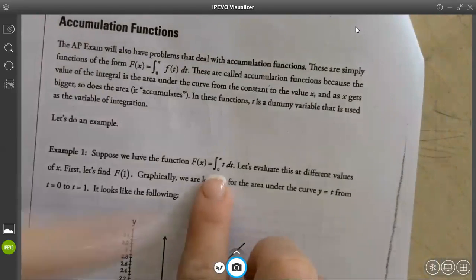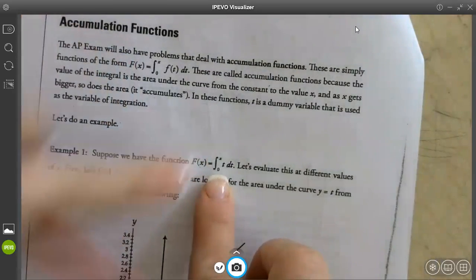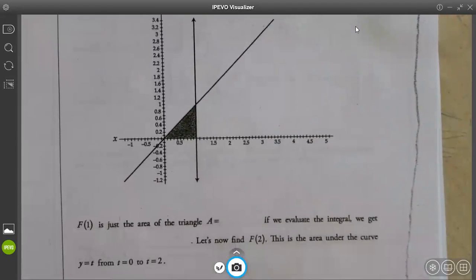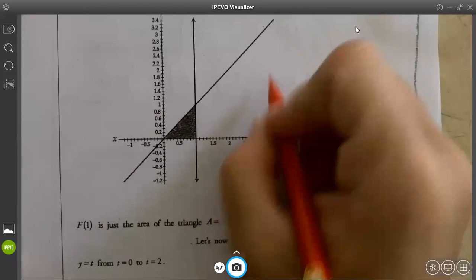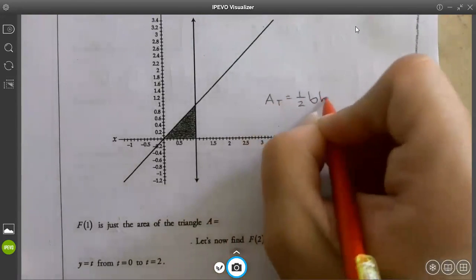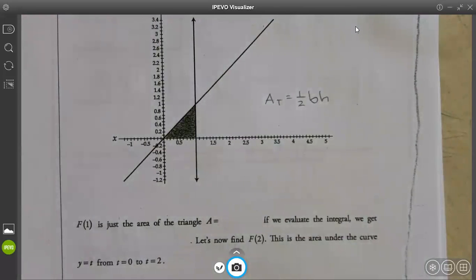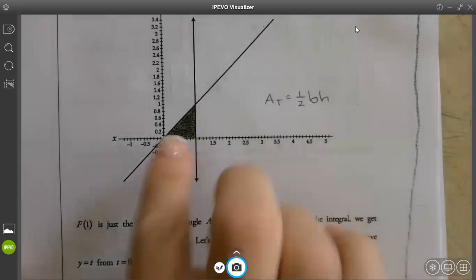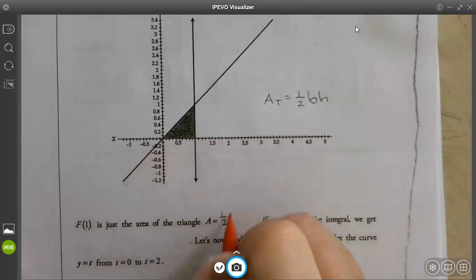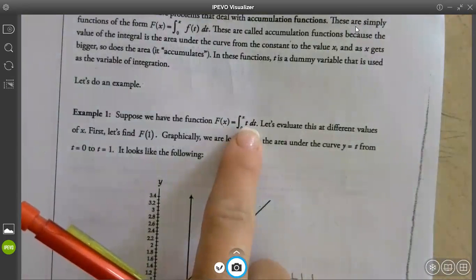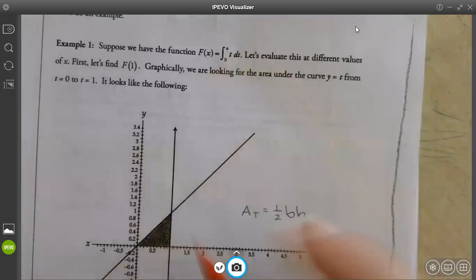So why did we do that? We made x 1. So f of 1, we're just looking from 0 to 1. What shape is that? A triangle. What's your area of a triangle? One half base times height, whatever formula you like is fine. What's your base of this triangle if it goes from 0 to 1? What's your height going to be? If you think about it, your variable is x, so it's 0 plus 1, or 1.